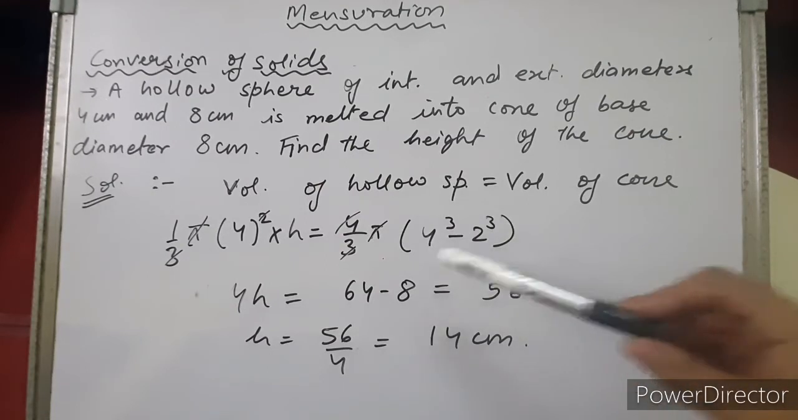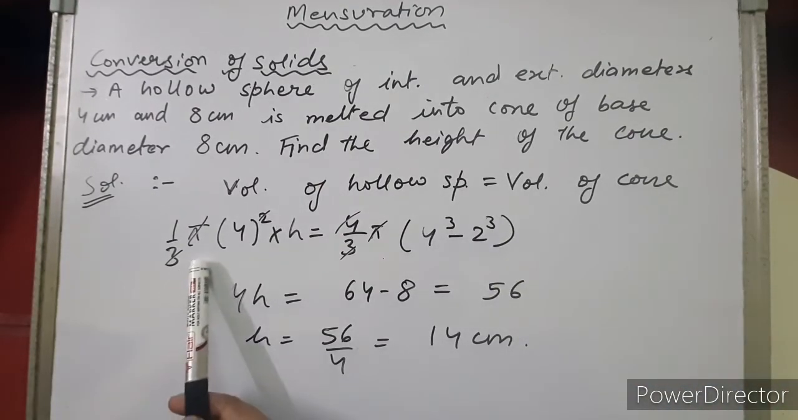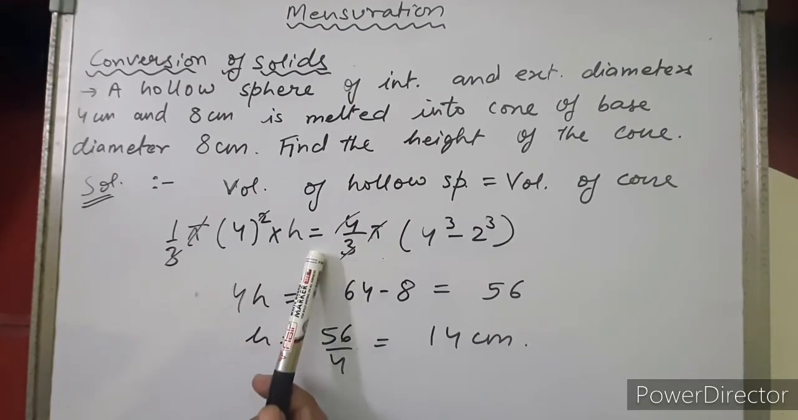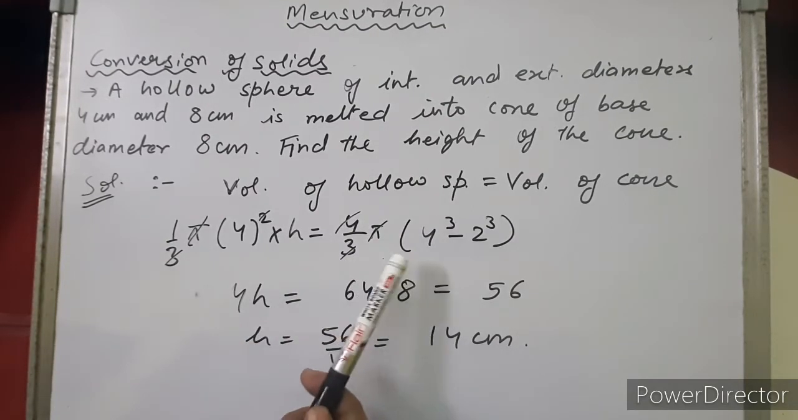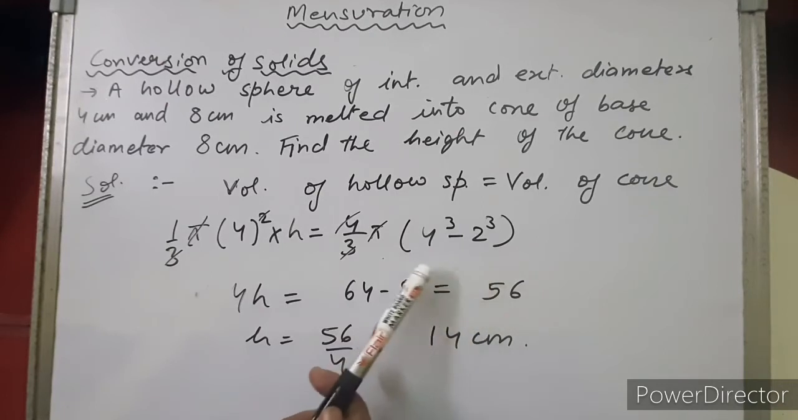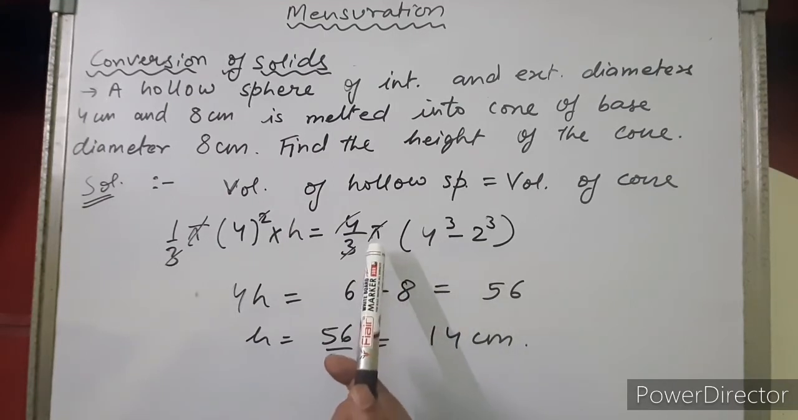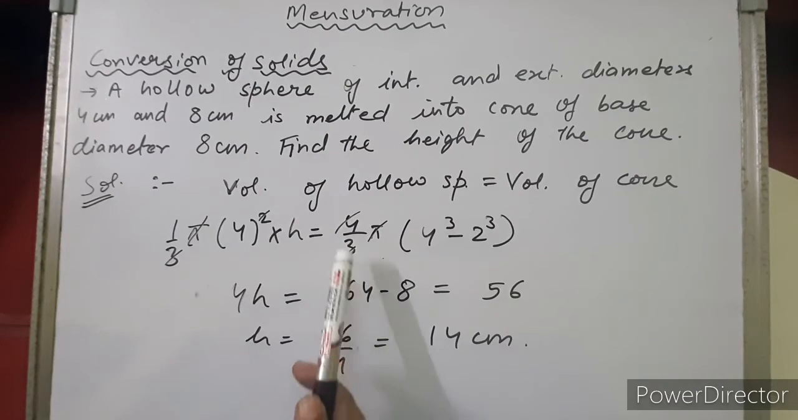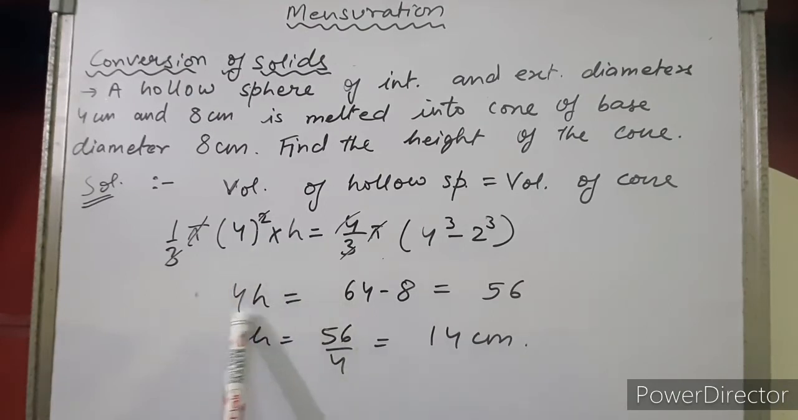So you can see here it will become 1 by 3 pi 4 square into h, where 4 is the radius of the cone, equals 4 by 3 pi, capital R cube minus small r cube, where capital R is 4 and small r is 2. So this pi and pi will get cancelled, this 3 and 3 will get cancelled, and this 4 and this square will get cancelled. Now on the left hand side we are left with only 4h.